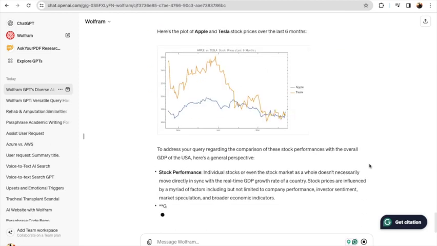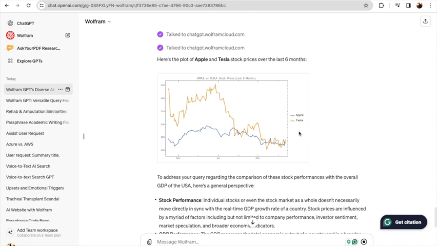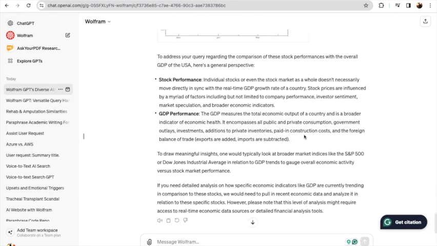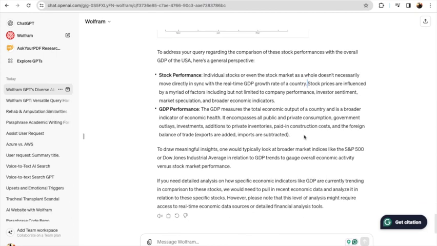I was expecting, oh, there you go. I was just expecting it to plot a graph. Okay, so that orange one's Tesla. This is 6 months. Yeah, they haven't been doing well, whatever. Anyways, individual stocks or even the stock market as a whole doesn't necessarily move in sync with the real-time GDP rate of a country. Stock prices are influenced by a myriad of factors, including but not limited to company performance. Okay, I like this.